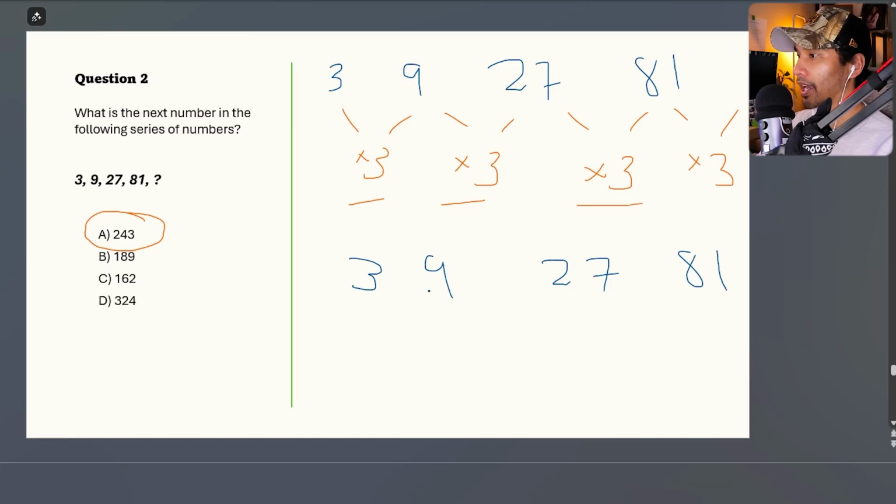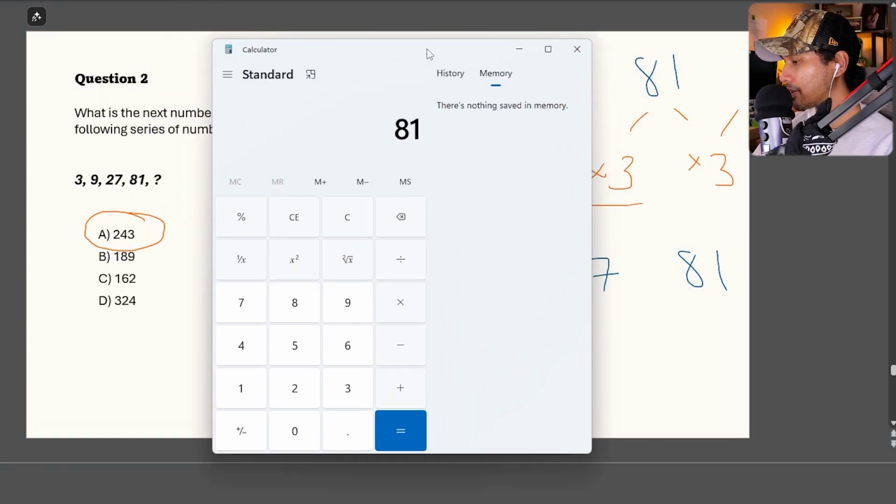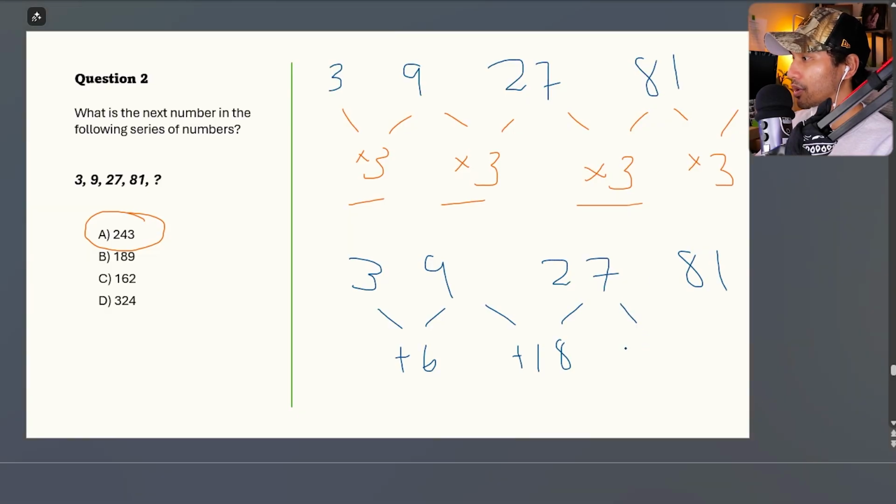Or what you can figure out, and this is adding an extra step for no reason, is you have these terms, right? 3 to 9 is plus 6. Then 9 to 27, which is plus 18. And then you deal with the differences underneath. What is 81 minus 27? Let me break out my calculator. That's 54, right? So you go plus 54.